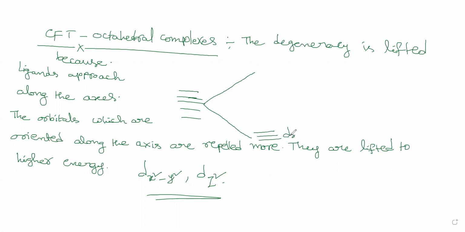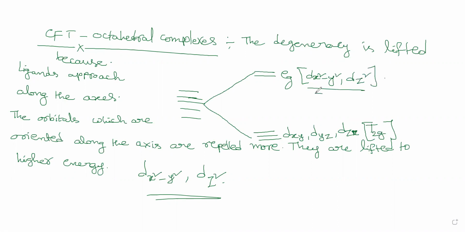That is dxy, dyz, dzx. These three orbitals will go down because they will be lower in energy. They won't face much repulsion. This set of orbitals is called the T2g set. These three orbitals together are called the T2g set. And the two other orbitals are called the eg set, the orbitals repelled more by the ligands, that is dx square minus y square and dz square. This is where we ended in the last class.